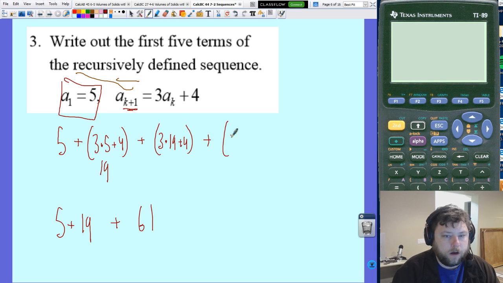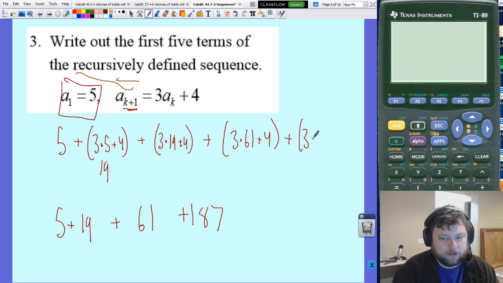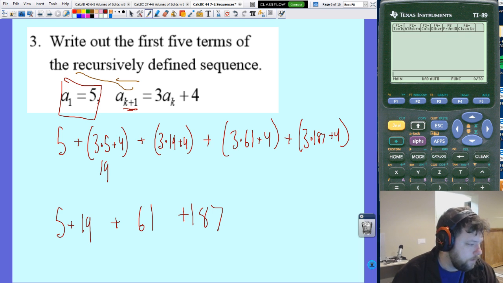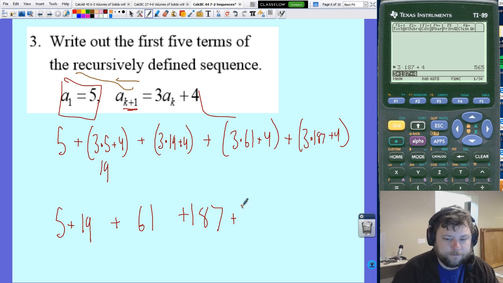And then the next term, 3 times 61 plus 4. And 3 times 61 is 183 plus 4, which is 187. And then the last term is going to be 3 times 187 plus 4. You're not going to really have to do this by hand a lot. But there we go, 565.